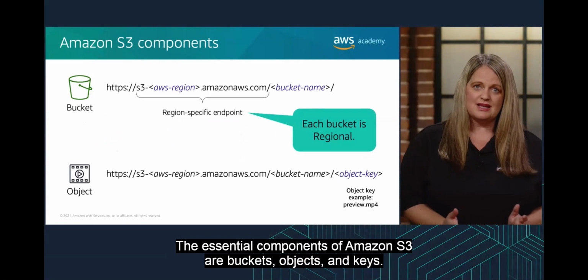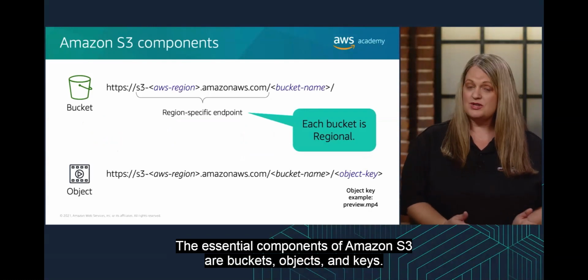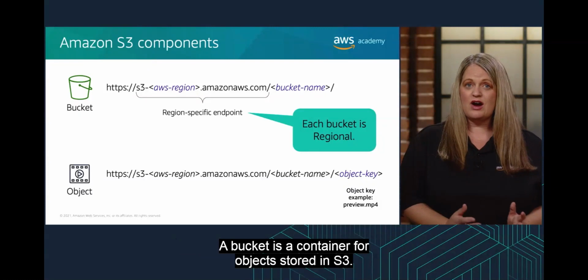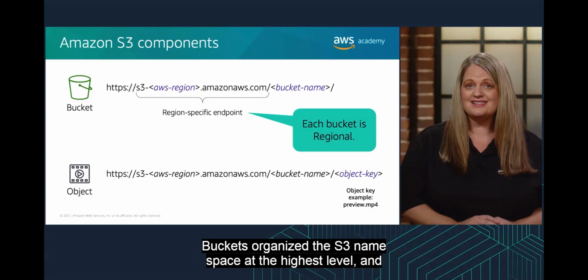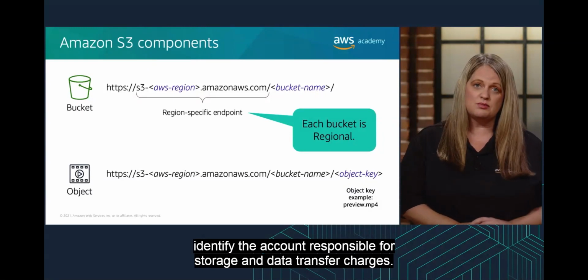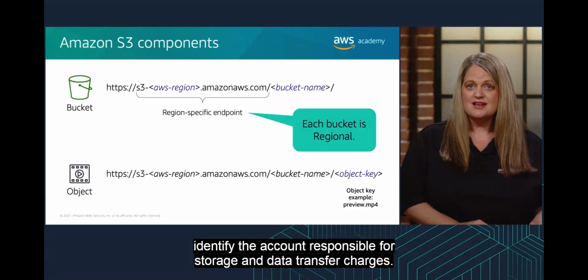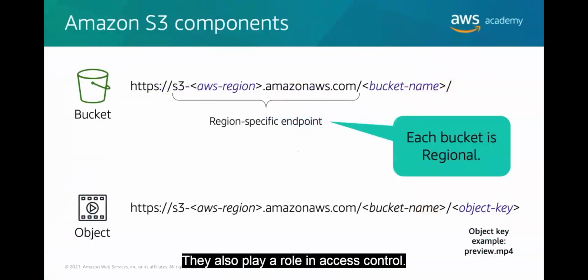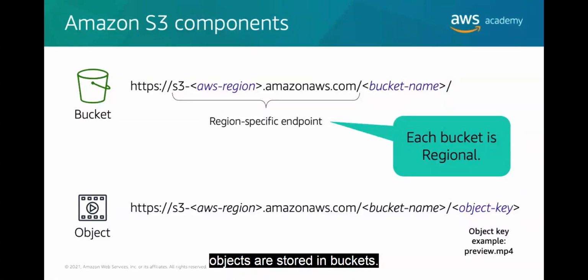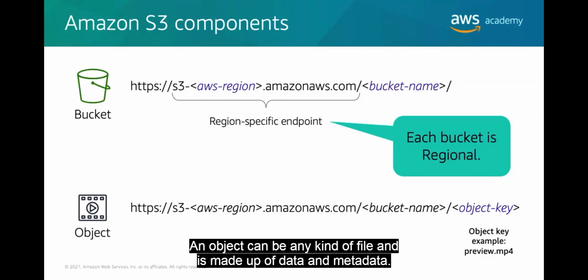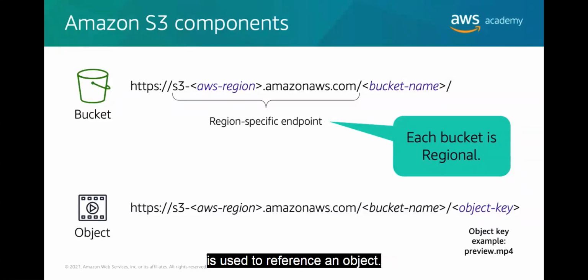The essential components of Amazon S3 are buckets, objects, and keys. A bucket is a container for objects stored in S3. Buckets organize the S3 namespace at the highest level and identify the account responsible for storage and data transfer charges. They also play a role in access control. An object is the fundamental entity that's stored in S3, and objects are stored in buckets. An object can be any kind of file and is made up of data and metadata. An object key is what uniquely identifies the object in a bucket and is used to reference an object.